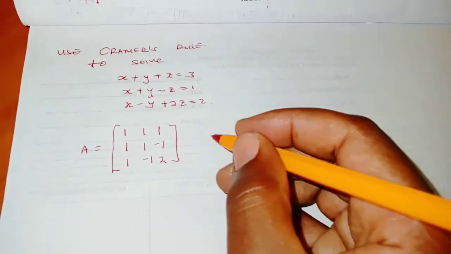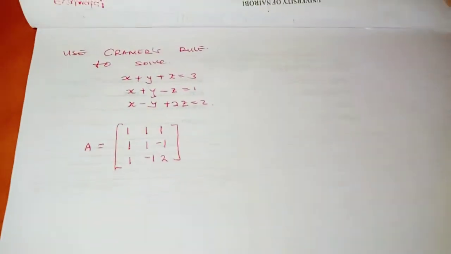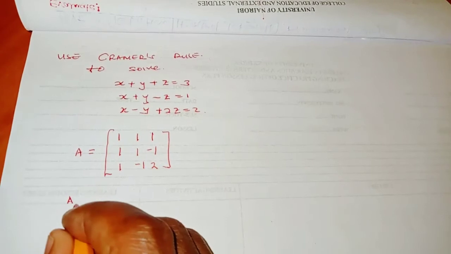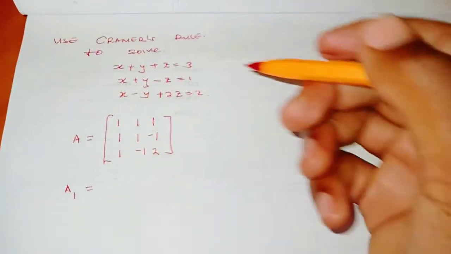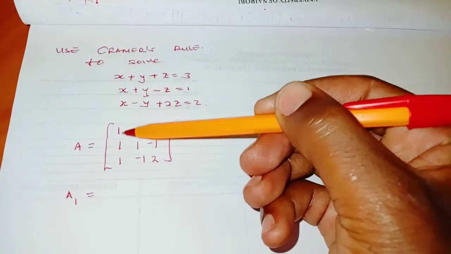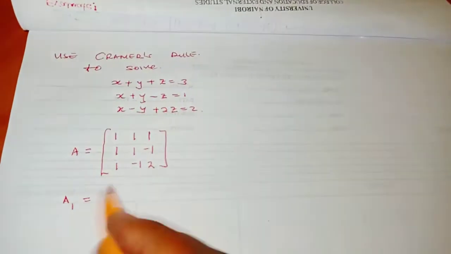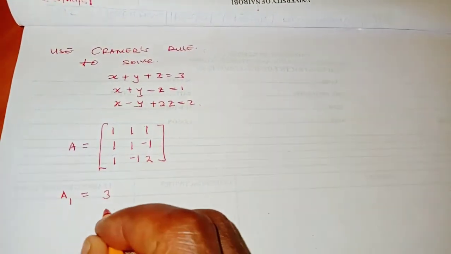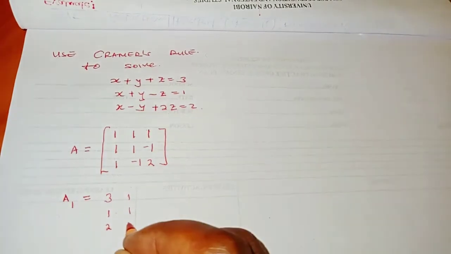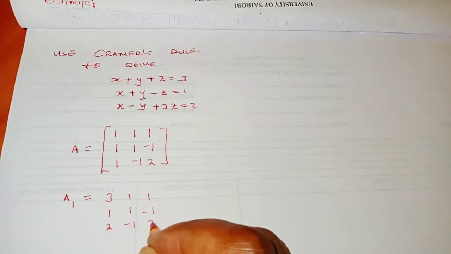I said we must extract the matrix from this system of equations, and then we have our second matrix A sub 1, which is a matrix formed when the first column here is replaced by these numbers. So we have 3, 1, 2, then the other columns remain intact, they don't change: 1, negative 1, 2, right?